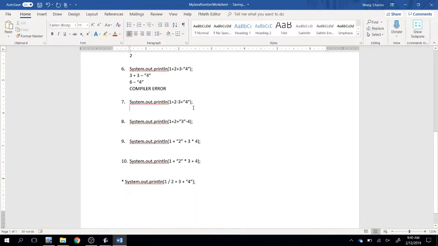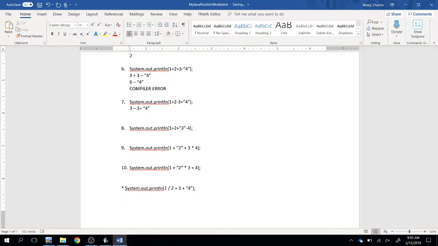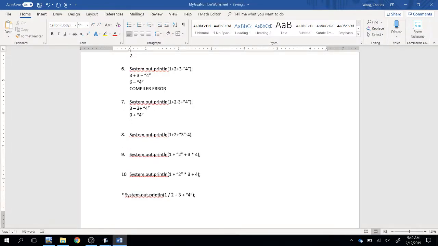All right, let's try this one. 1 plus 2 is 3. 3 minus 3 is 0. Can I do 0 plus a string 4? Yeah, I can. What is the result? Careful, it's not 4. It would be 0, 4, and it would all be a string, right? This is no longer addition when one side is a string. It is concatenation. Think of it like a sandwich. You smack it together.